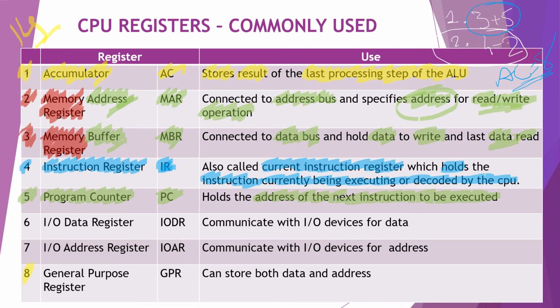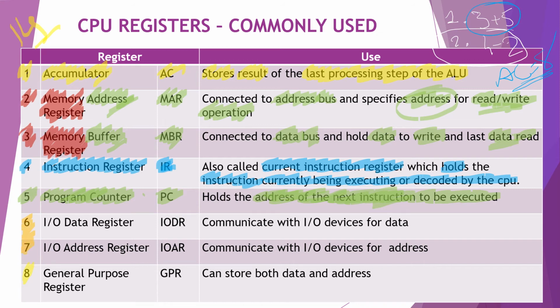But for that, the CPU must know whether it is the last instruction. To know that, we have a program counter, and this program counter holds the address of the next instruction, right?